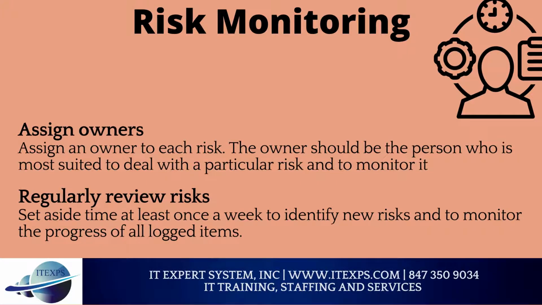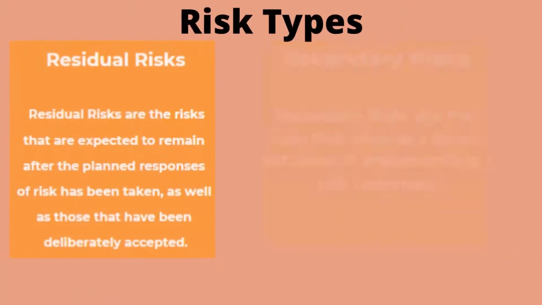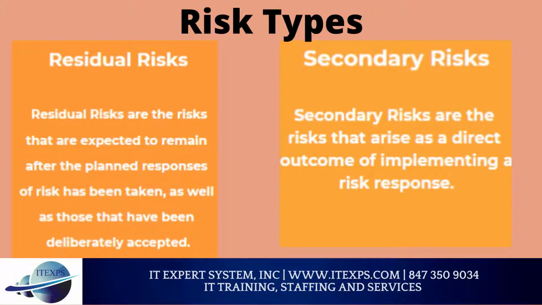Risk types. Primary risk, the main identified risk. Secondary risk, if the primary risk is addressed and then a new risk arises, it is known as a secondary risk. Residual risk, when we address the primary risk, some percentage of risk still remains, which is called residual risk.